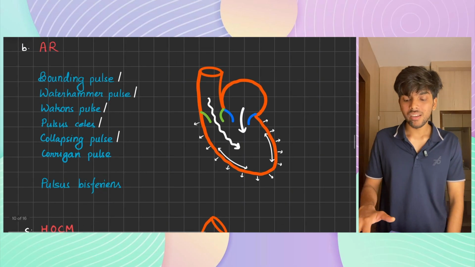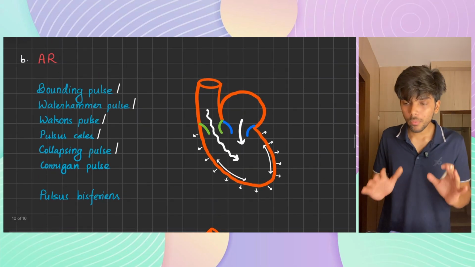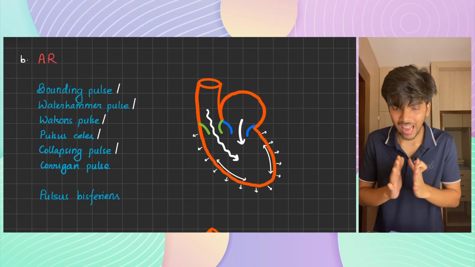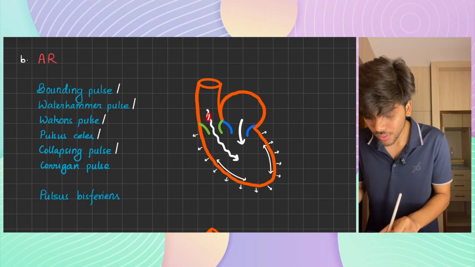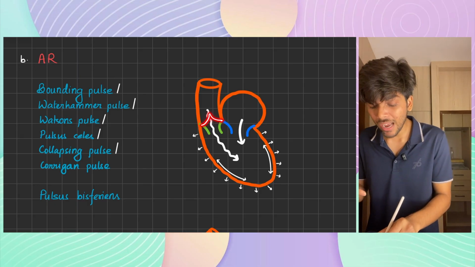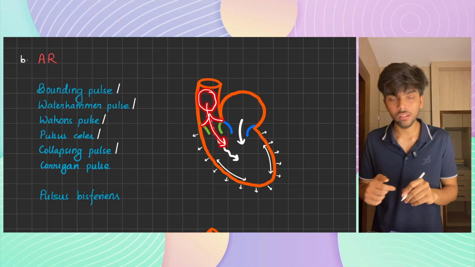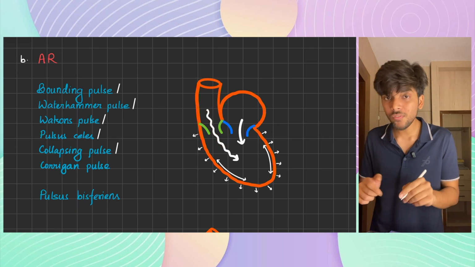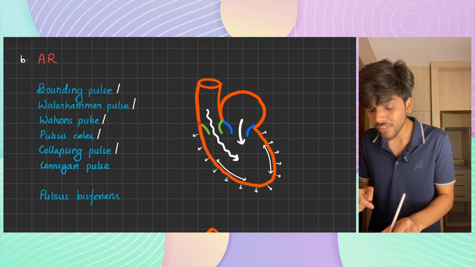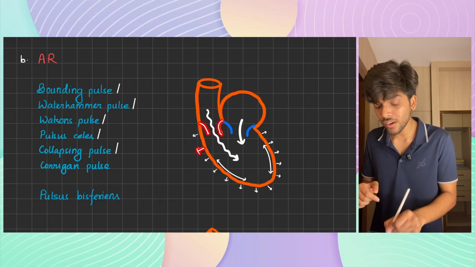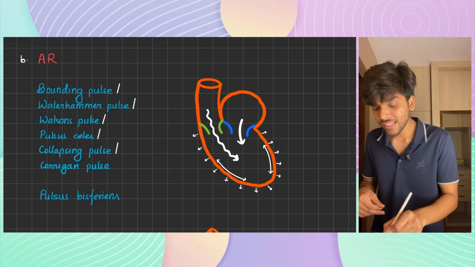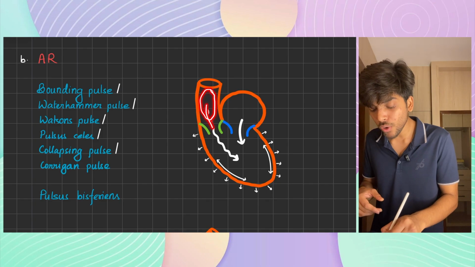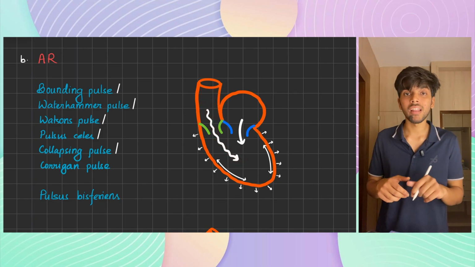Next is aortic regurgitation. Normally, when the left ventricle relaxes, the aortic valve shuts off, preventing the backflow of blood from aorta to ventricle. In aortic regurgitation, due to pathology, the aortic valve does not close at ventricular diastole. As a result, there is backflow of blood from aorta into the ventricle in ventricular diastole.